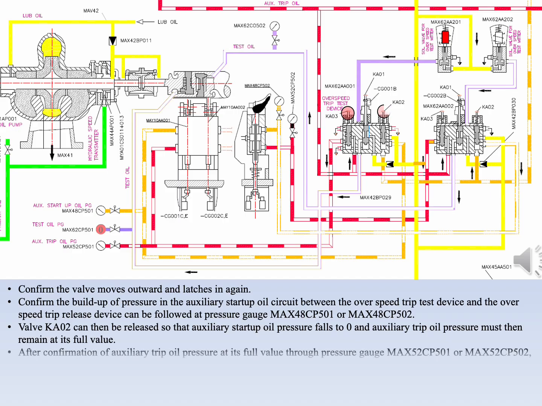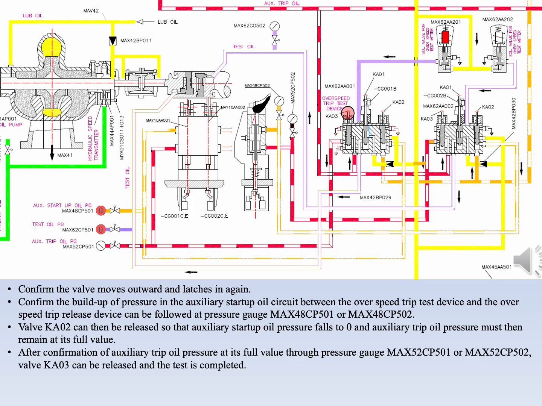Valve KA02 can then be released so that auxiliary startup oil pressure falls to 0 and auxiliary trip oil pressure must then remain at its full value. After confirmation of auxiliary trip oil pressure at its full value, through pressure gauge MAX52CP501 or MAX52CP502, valve KA03 can be released and the test is completed.